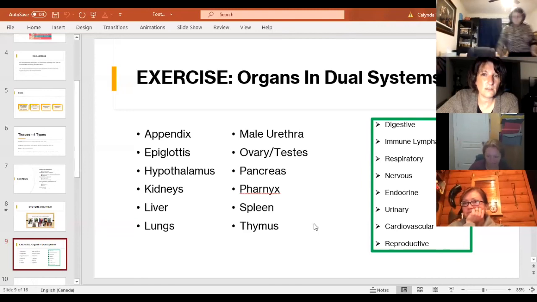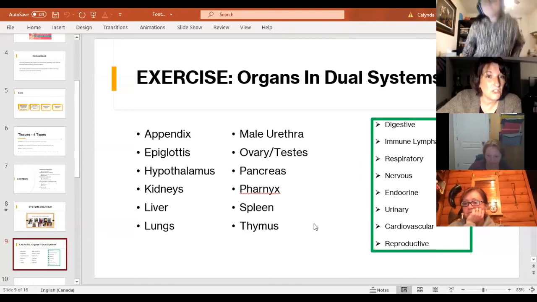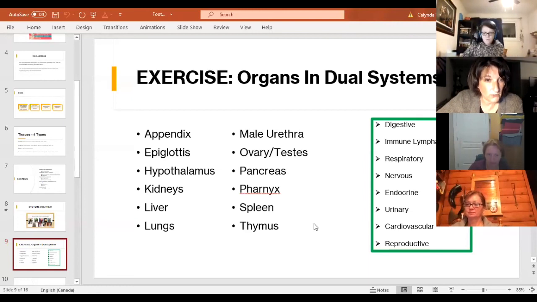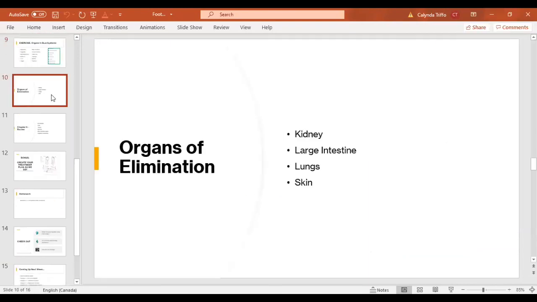There are some organs that would be in 2 systems, and I know that we haven't gone through the anatomy or the physiology yet, and so we're just going to guess our way through it. We're going to see. So each one of these is going to fit into, okay. So again, the organs of elimination are the kidney, the large intestine, the lungs, and the skin.